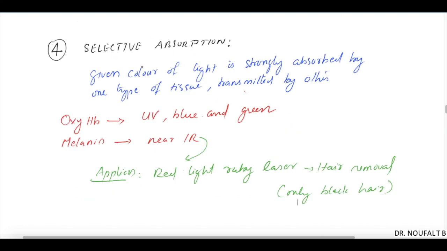As I already told you, lasers are monochromatic in nature. So a given color of light is strongly absorbed by one type of tissue whereas it is transmitted by another. For example, oxyhemoglobin can absorb UV light, blue light, green light whereas melanin can absorb only infrared light. So this property can be used for laser hair removal and treatment of pigmented lesions. For hair removal, red light ruby laser can be used.